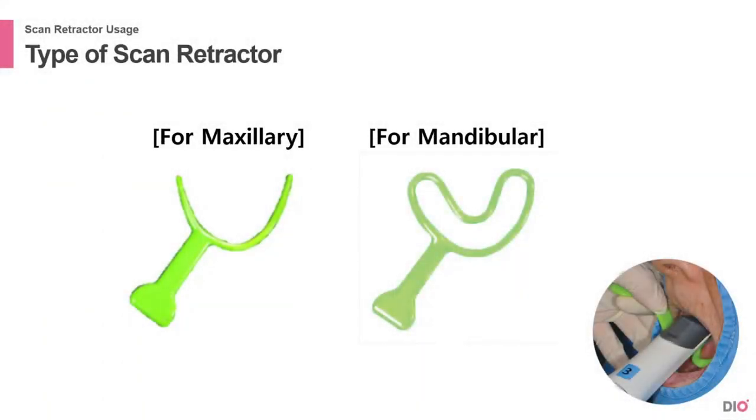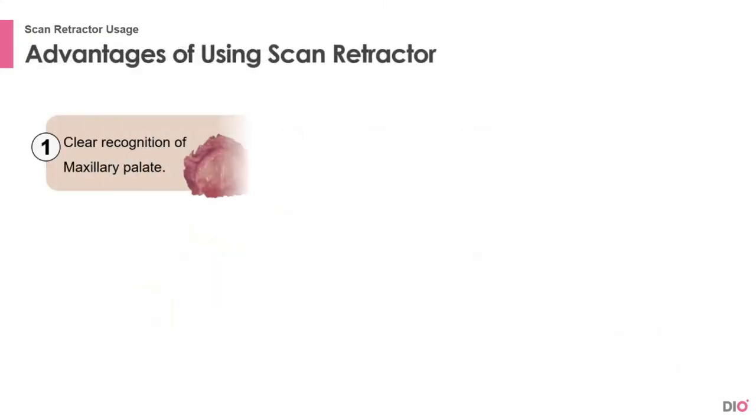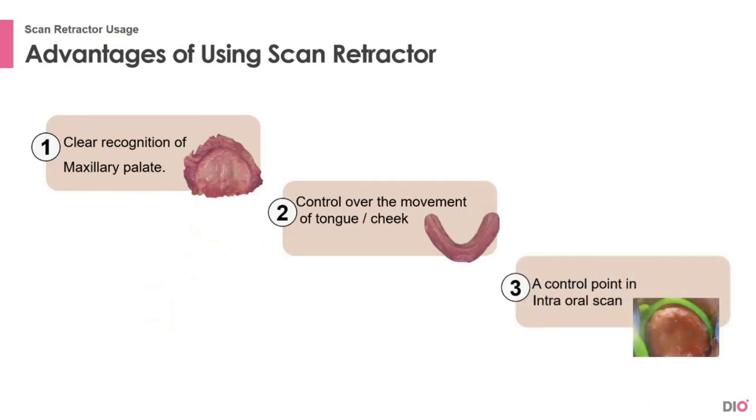There are two types of scan retractors. One is for maxillary and other is for mandibular. The scan retractor reduces time by removing any hindering sources at scanning stage with an increased accuracy of scan data in an edentulous case. There are three roles of the scan retractor.